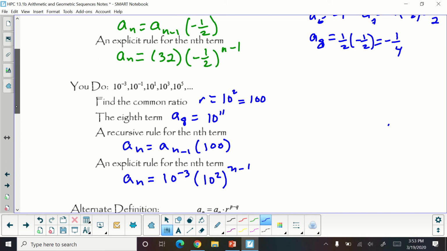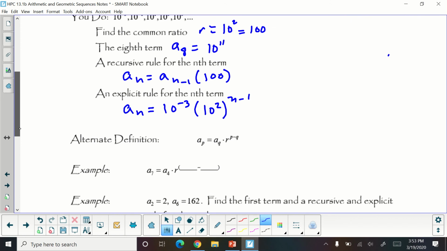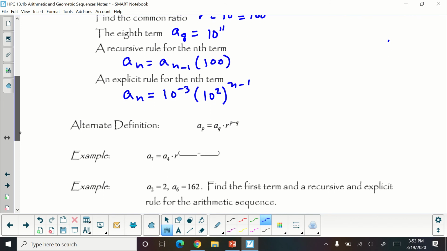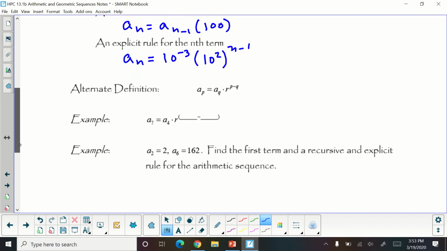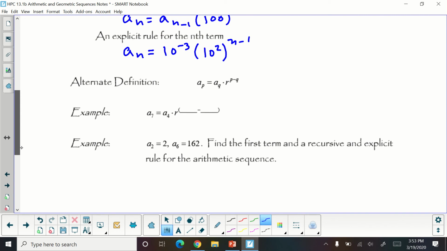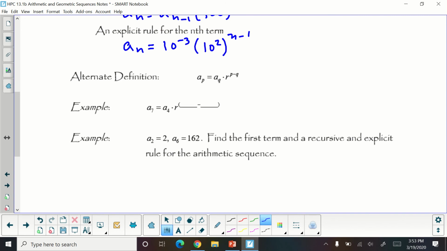Okay, so now let's look at how we can use these to find a sequence when we know a couple of the terms and what type it is. So we'll start here with this alternate definition. We're not going to spend a lot of time here. We'll come back to it if we need it later on, but it's just that a sub p, which again is any term, equals a sub q, which again is any other term, times r to the p minus q.